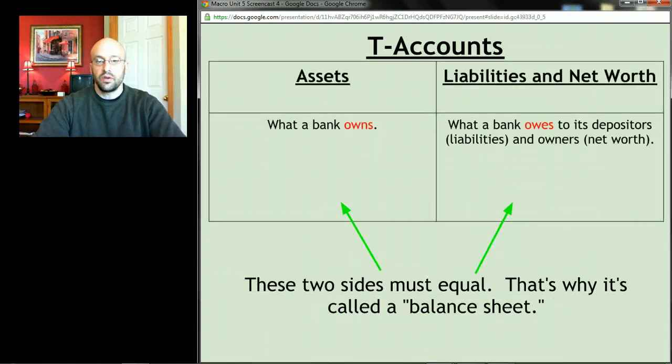All right, so here's what a typical T account looks like, a typical kind of balance sheet. On the left side, we have assets, what a bank owns, and on the right side, we have liabilities and net worth, what a bank owes to other people. And again, both sides always have to be equal. That's important going forward.